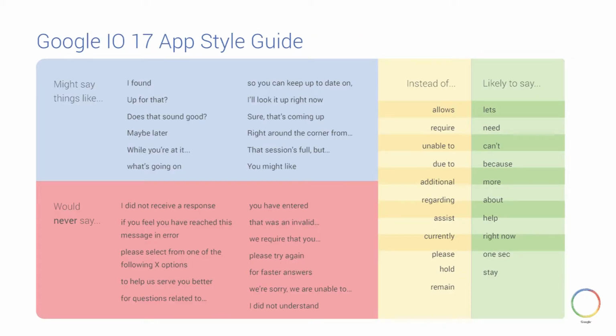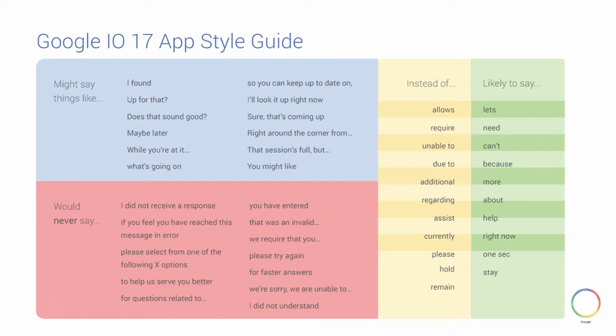And so this is what the Google I/O 17 app style guide looked like. You can see that there's a bunch of different things here. There's phrases that we thought this assistant app might say, and things that it would definitely never say. Some of that's much more formal, with a rigid structure to the language. For example, "I did not receive a response" sounds rigid and not really natural. And then there are other elements where instead of saying certain things, we would always replace those with other words. For example, instead of "allows," we would say "lets," or "due to" would be replaced with "because."